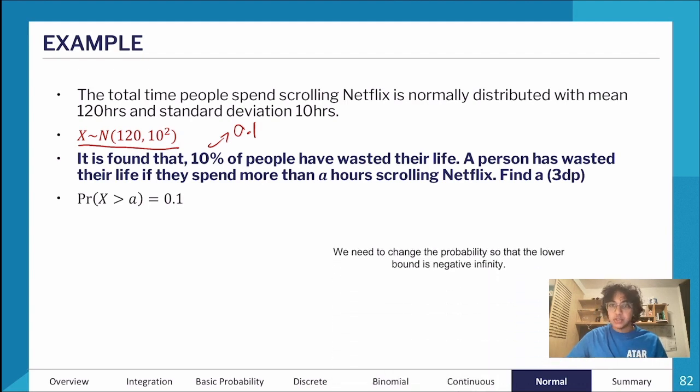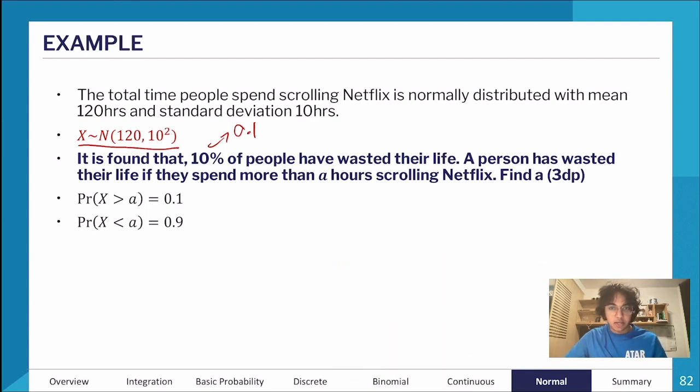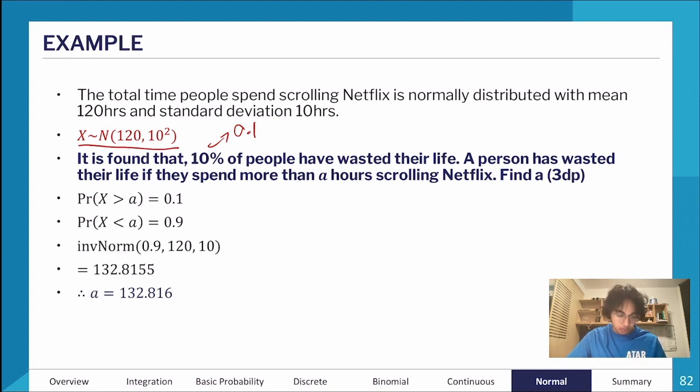So we need to change it so that it's on the left, right? So x is less than A. We're using that complement rule. I'm just doing 1 minus 0.1, which gives me 0.9, and then I can chuck that into my calculator. So inverse norm is a function under probability as well, and that gives you 132.816.